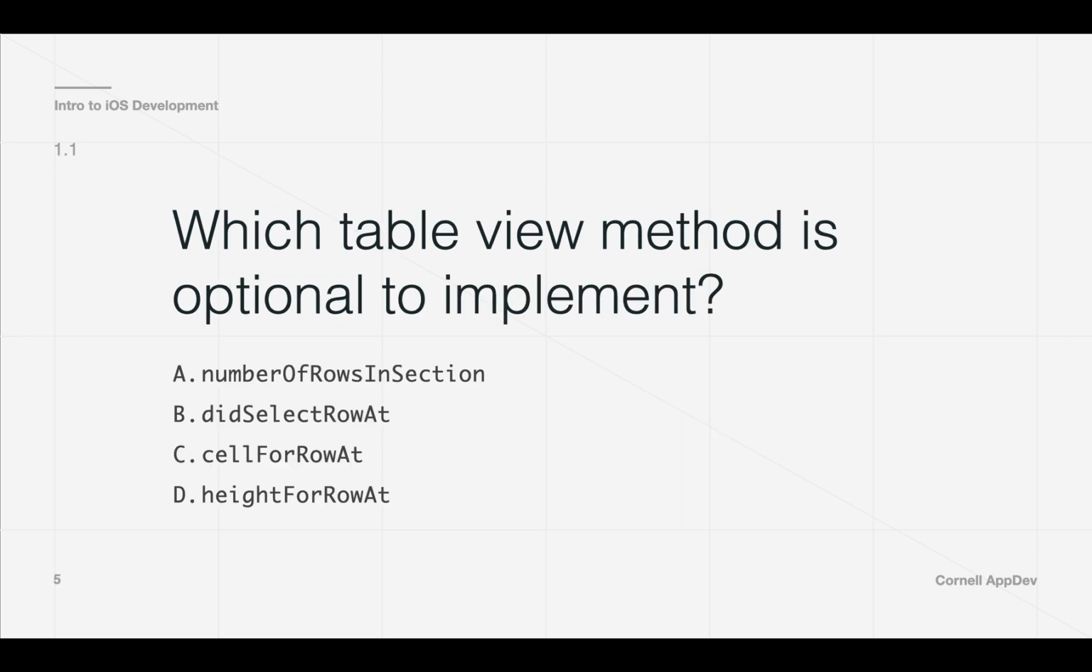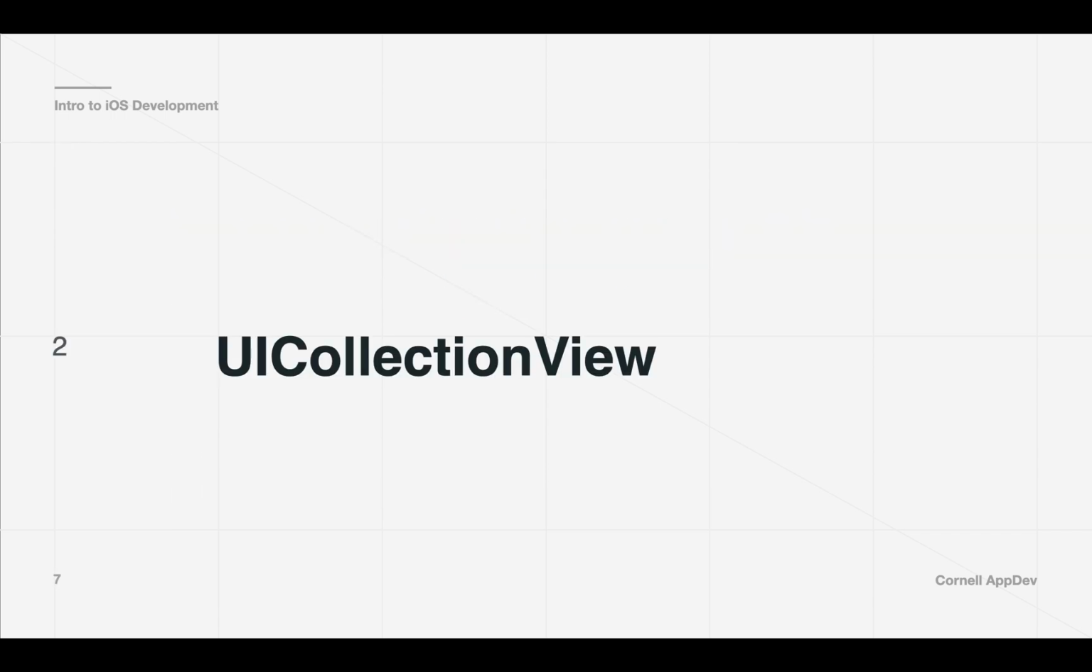And then secondly, which table view method is optional to implement? And so if you remember, we had some methods from the protocol that we conform to for table view delegate and table view data source. Some of them are required and some of them are optional. And so here we'll see that did select row at is actually optional. One small reasoning behind this is that you may not always want some extra functionality when you tap on a row. You may just want to be displaying it, and it doesn't really have to do anything past that.